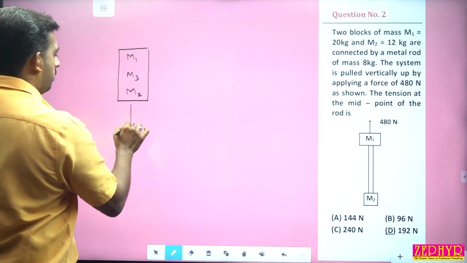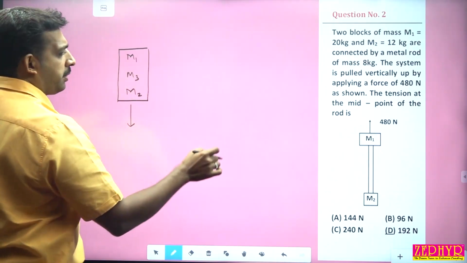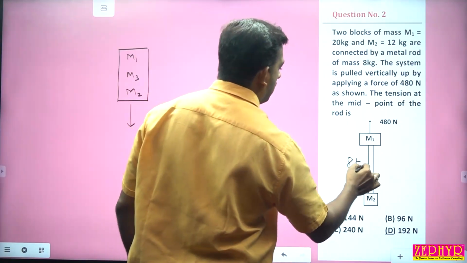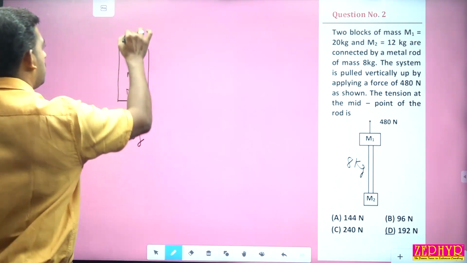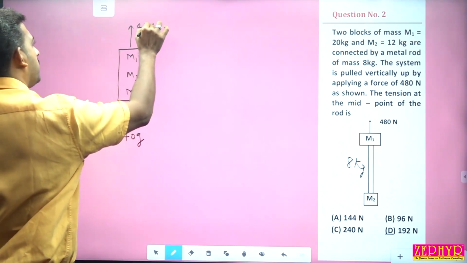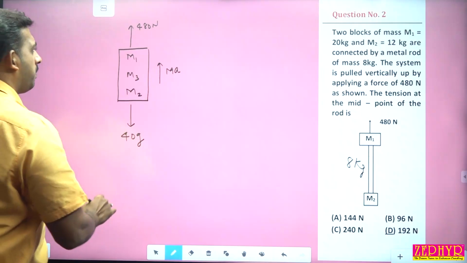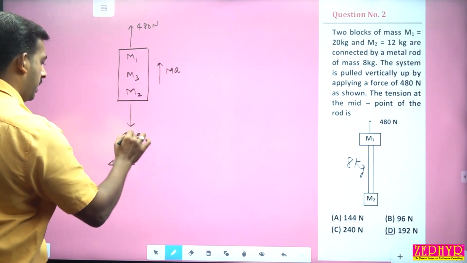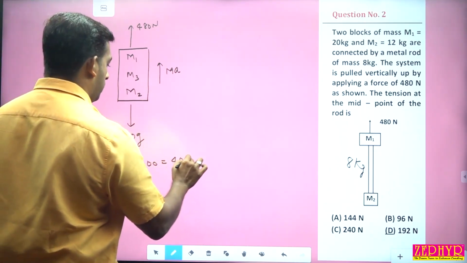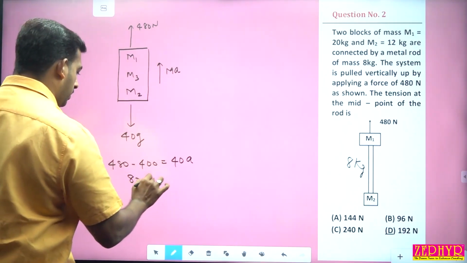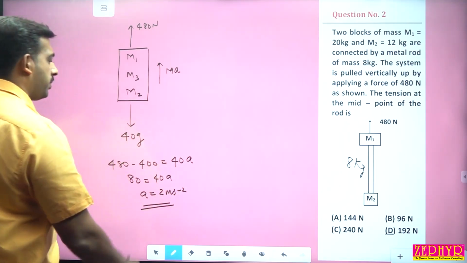The total weight acting downwards is equal to the total mass, that is 12 plus 20, 32, plus 8 kg for the rod. So it will be 40g, the total weight acting downward. The force acting upward is equal to 480 Newton, and the entire system is moving upward with an acceleration of a, so m into a. The equation will be 480 minus the weight, that is 400, since 40g is 400, equal to 40 into acceleration. So 80 is equal to 40a, a equal to 2 meters per second square. This is the acceleration for the entire system.